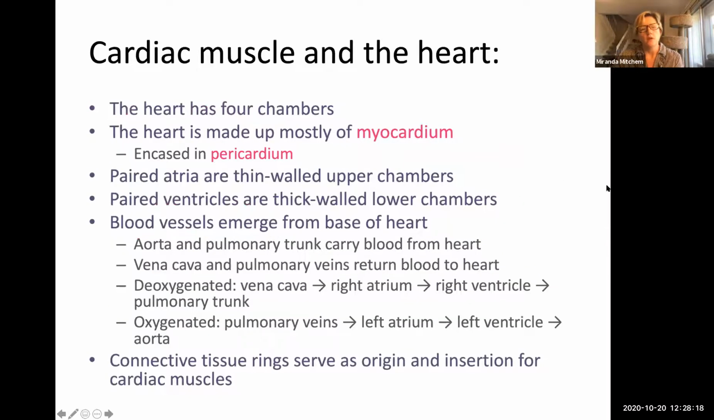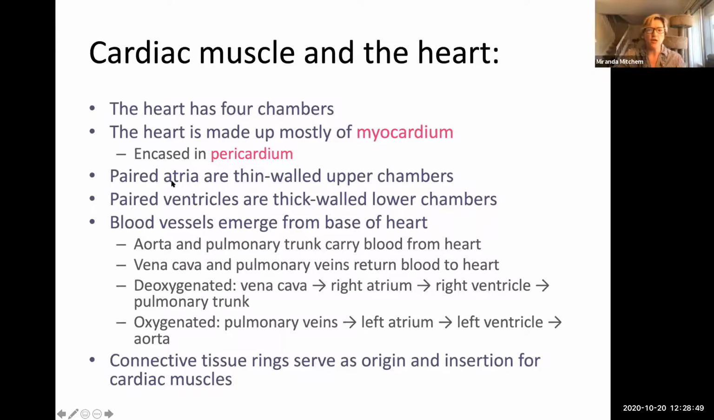Okay, so now let's get back to the heart. The heart has 4 chambers, and it is made up of a special muscle cell that's only found in the heart. It's made up of myocardium. And it is inside a special sac called the pericardium. So our heart sits inside a sac that helps it function properly. It also provides some protection, and that's the pericardium.